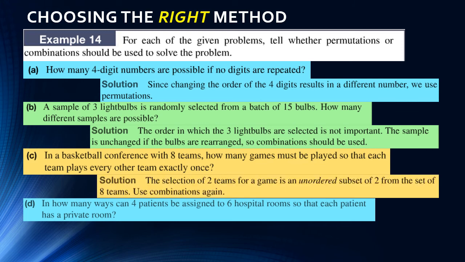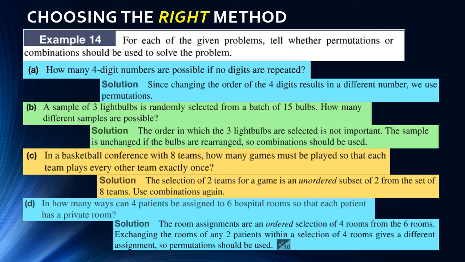This is another combination. In how many ways can four patients be assigned to six hospital rooms so that each patient has a private room? Well, notice if you had rooms 1, 2, 3, 4, 5, 6, and you put the people in different order, then you're going to have people in a different room. So this is a permutation because a different order puts a body in a different room.